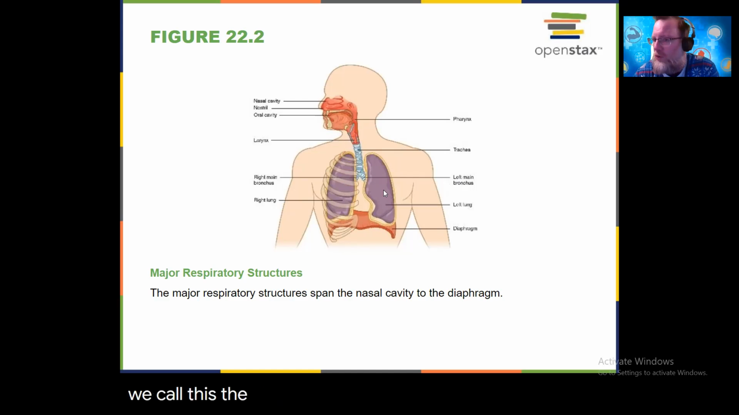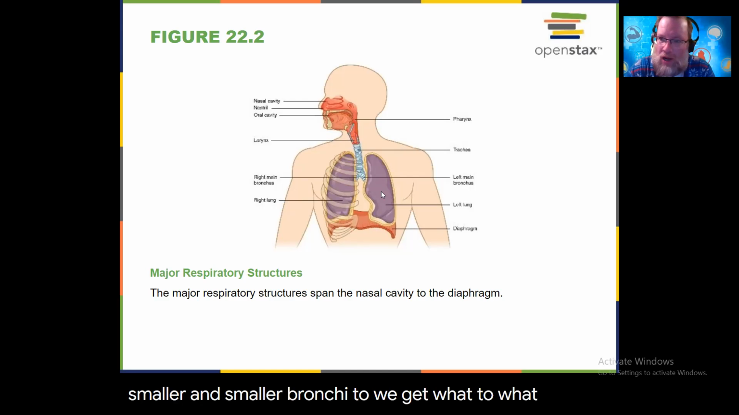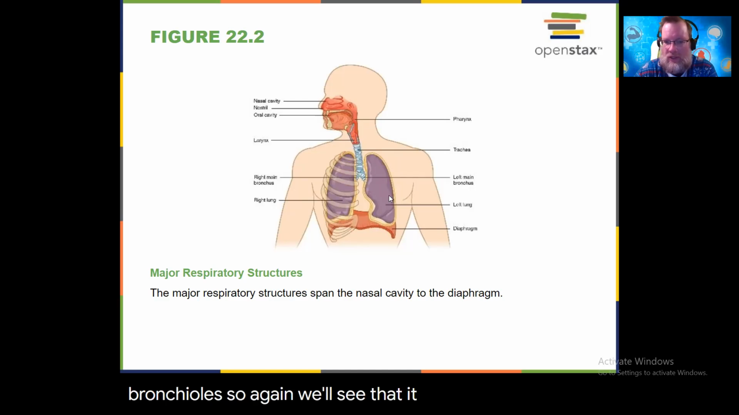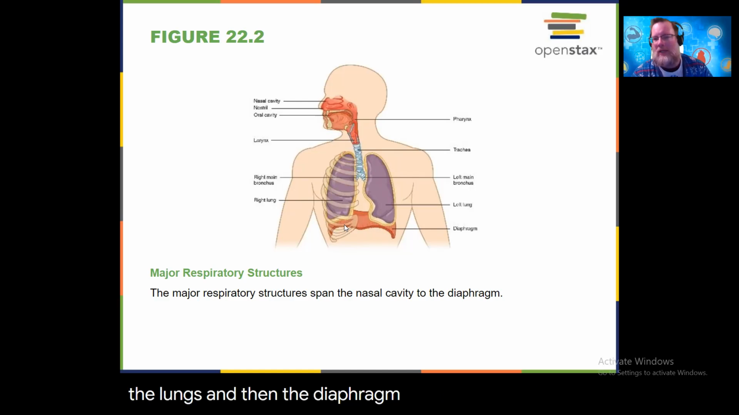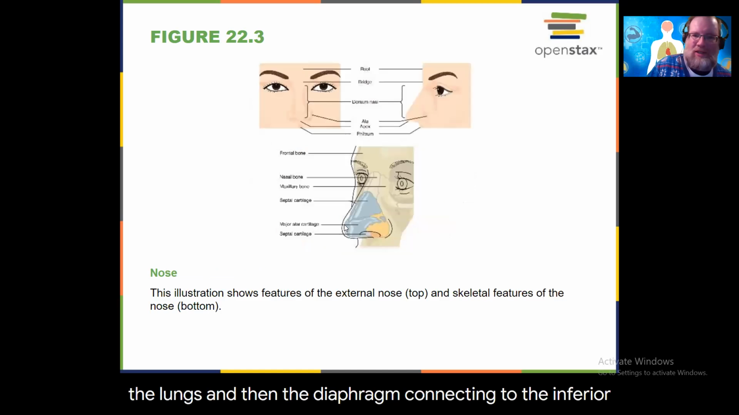We call this the respiratory tree. It's kind of an upside down tree. We have the trachea or the trunk, and then we have two big branches or bronchi, and then we'll see smaller and smaller bronchi till we get to what we call bronchioles. So again, we'll see that it does look a lot like a tree, and bronchi means branch. Bronchiole means little branch. Of course, we'll see the ribs protecting the lungs, and then the diaphragm connecting to the inferior aspect of the lungs.